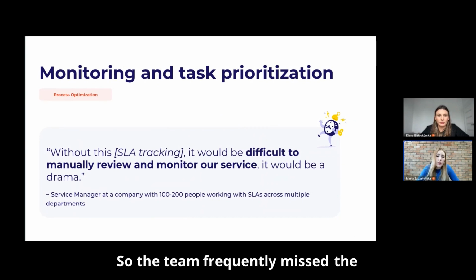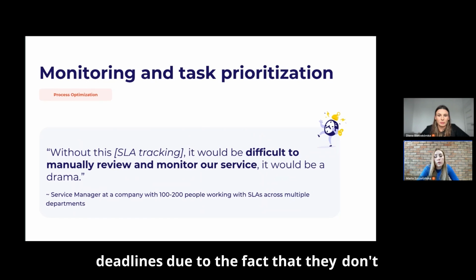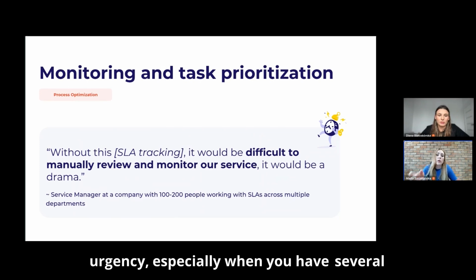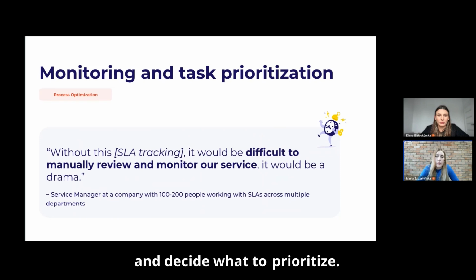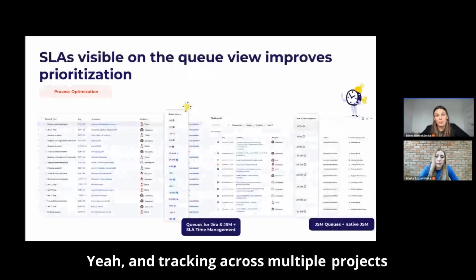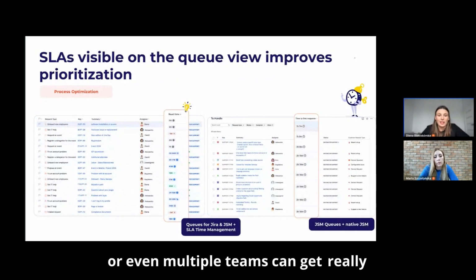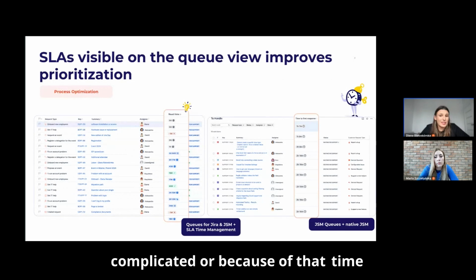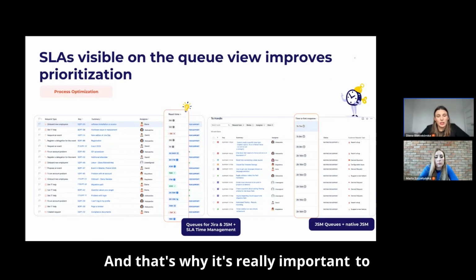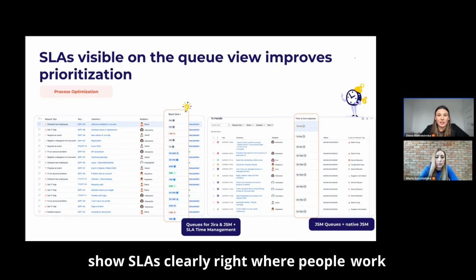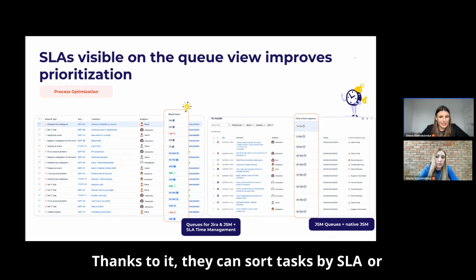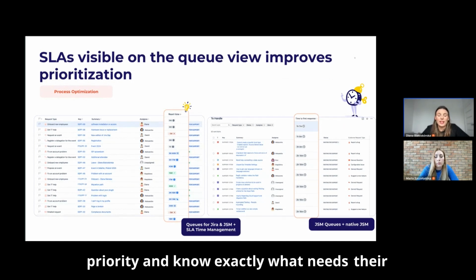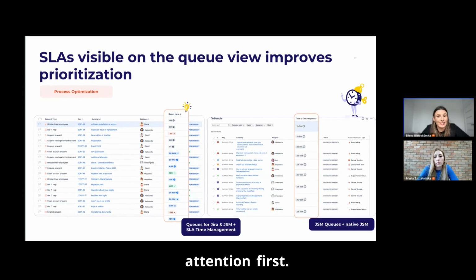So the team frequently misses deadlines due to the fact that they don't have the right visibility into task urgency, especially when you have several different projects that you need to handle and decide what to prioritize. Yeah, and tracking across multiple projects or even multiple teams can get really complicated and, because of that, time consuming as well. And that's why it's really important to show SLAs clearly right where people work the most. Thanks to it, they can sort tasks by SLA or priority and know exactly what needs their attention first.